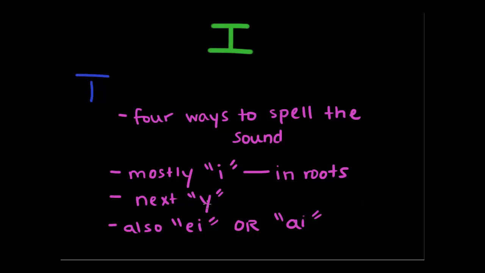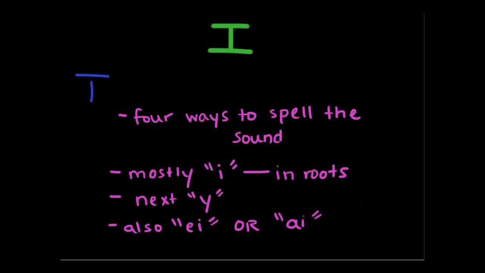Y is really, really close to I. So again, it's almost 50-50. And that's something we have to watch out for. But then the third would be EI and the fourth would be AI. Okay, now let's look at some examples and see if we can figure out how to spell, which one is the correct way or correct one to use.